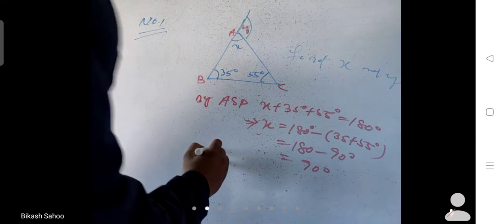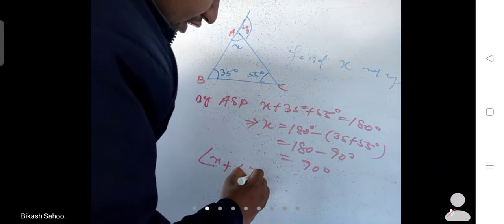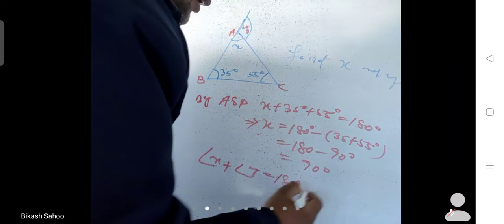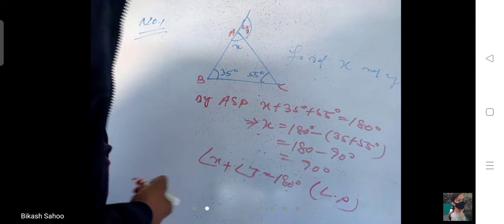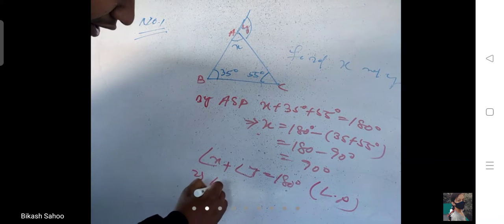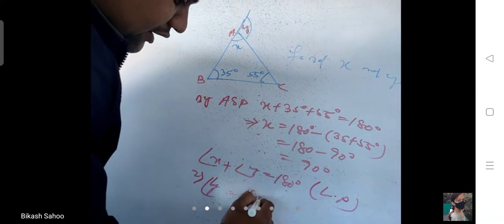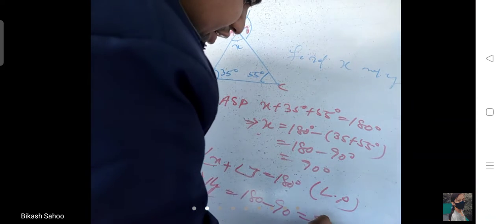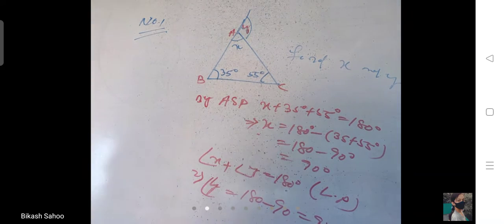Then angle x plus angle y is equal to 180. That is linear pair. Then y equal to 180 minus 90, which is 90 degree. Okay. So angle x is 90 and angle y is 90. Clear? Yes or no?